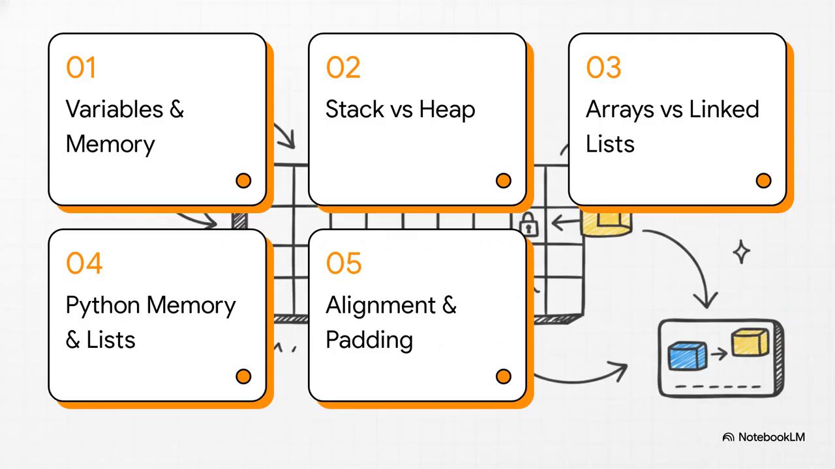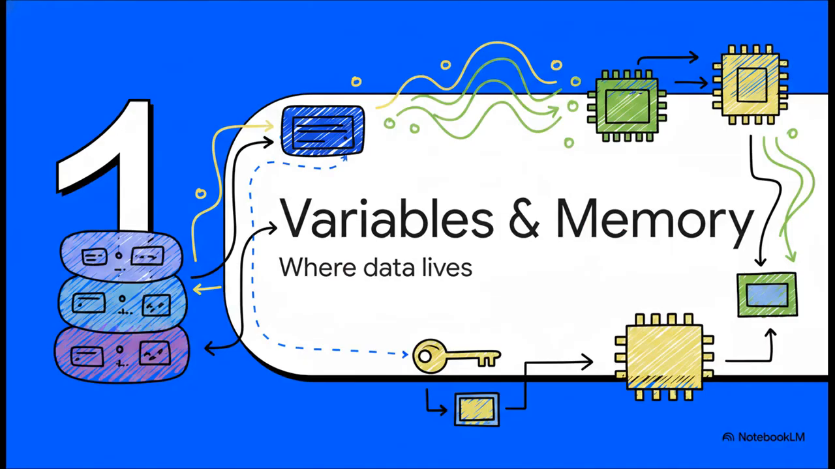Here's our roadmap for today's explainer. We're going to look at variables and memory addresses, stack versus heap memory, arrays versus linked lists, how Python handles memory, and finally, alignment, padding, and packing. Let's get to it. Section 1.